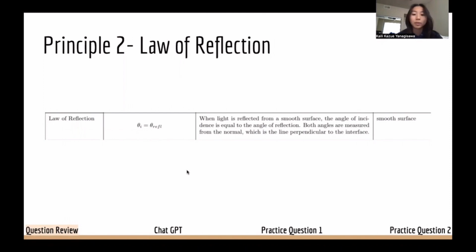So knowing that we're working with a flat mirror means that we can use the law of reflection to calculate the path of light rays based on the angle that they make with the normal. The normal refers to the line perpendicular to the plane of the mirror. The law of reflection states that when light is reflected from a smooth surface, the angle of incidence is equal to the angle of reflection when measured from the normal.